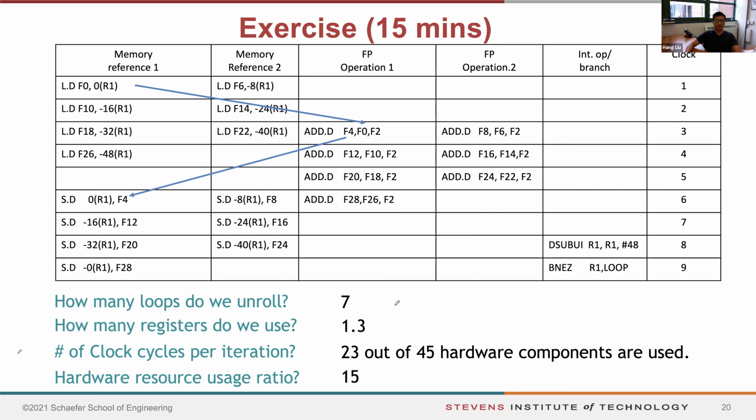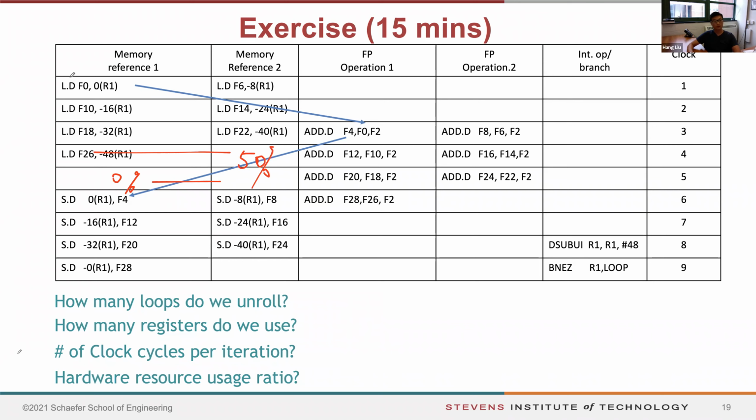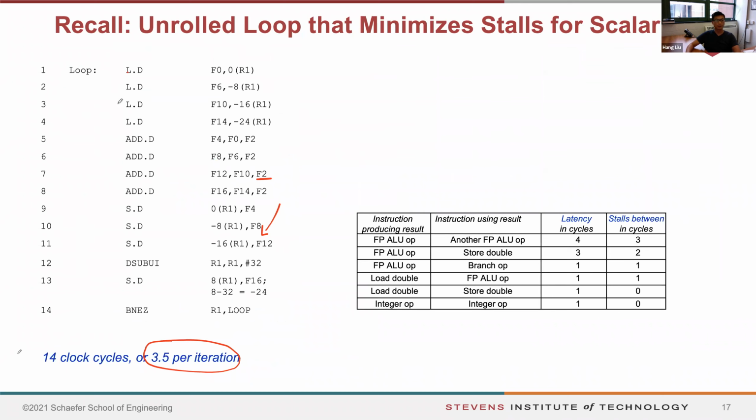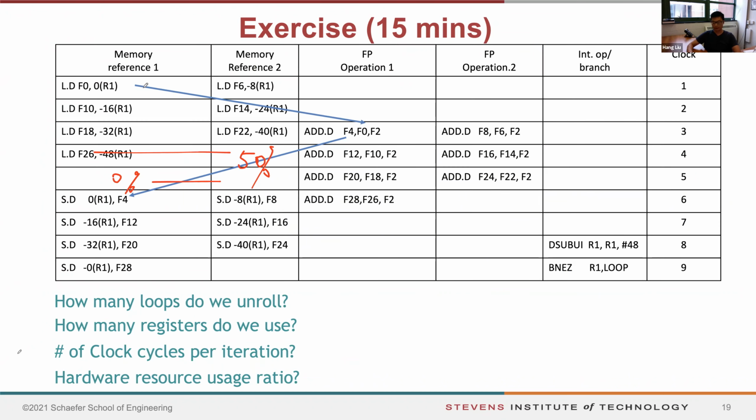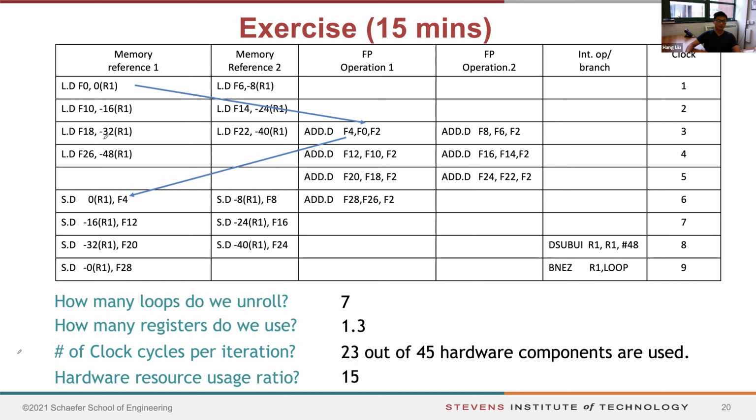This is the solution. We need to unroll in total 7 loops. Here we have unrolled 4 loops, right? Here we have to unroll 7 because you have 7 loads and 7 stores.